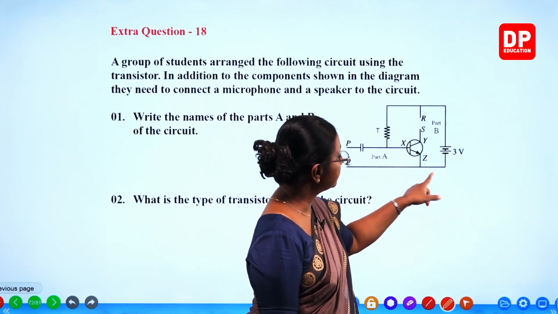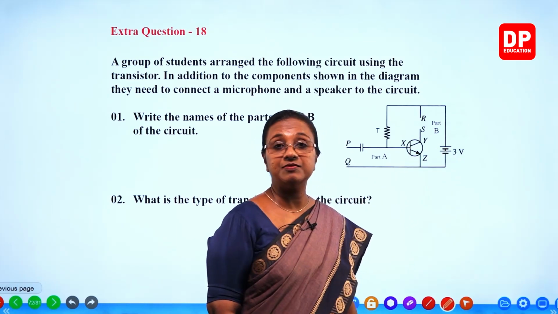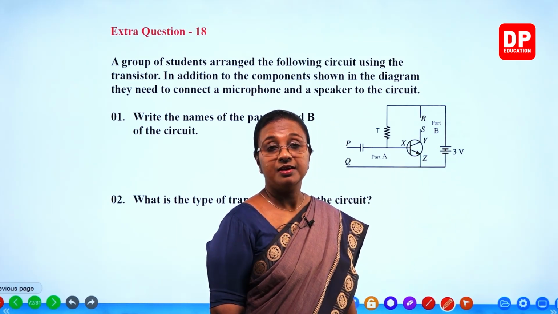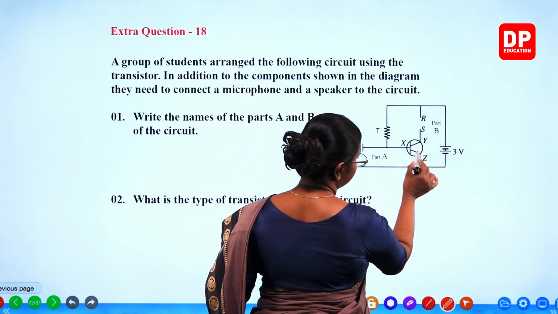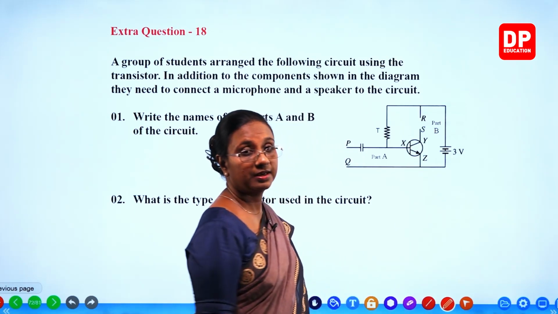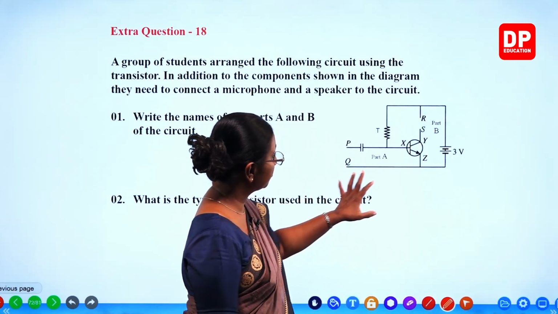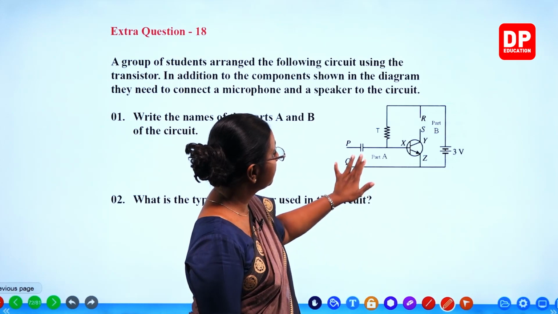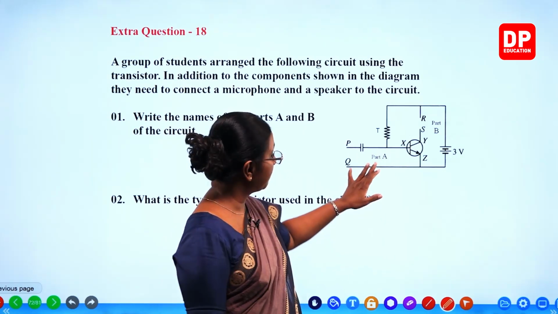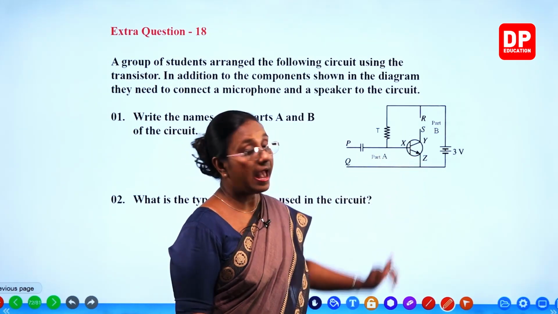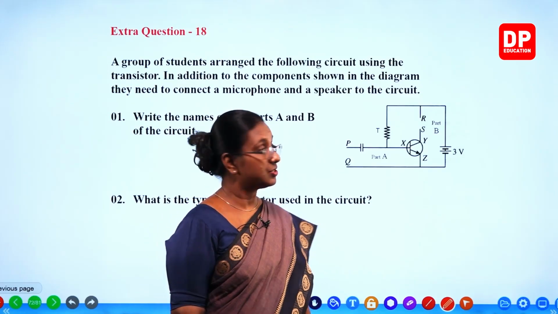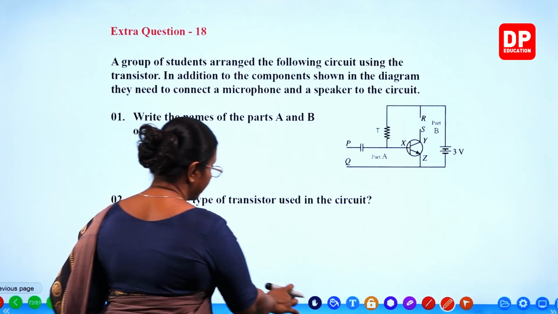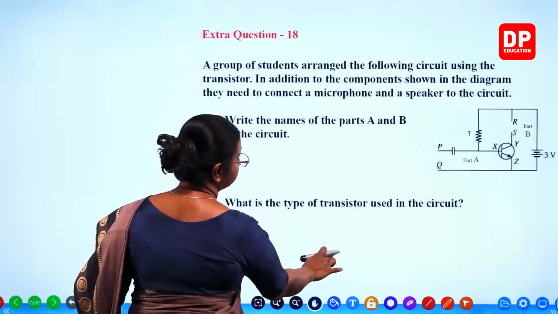So the emitter junction is connected to the negative terminal of the battery. Is that clear? So then only current will flow in this direction shown by the arrowhead. So that is the circuit. So you have identified the components, part A and part B. You all can see part A is the input circuit and part B is the output circuit. Is that clear, students? So then we will try to answer the questions.